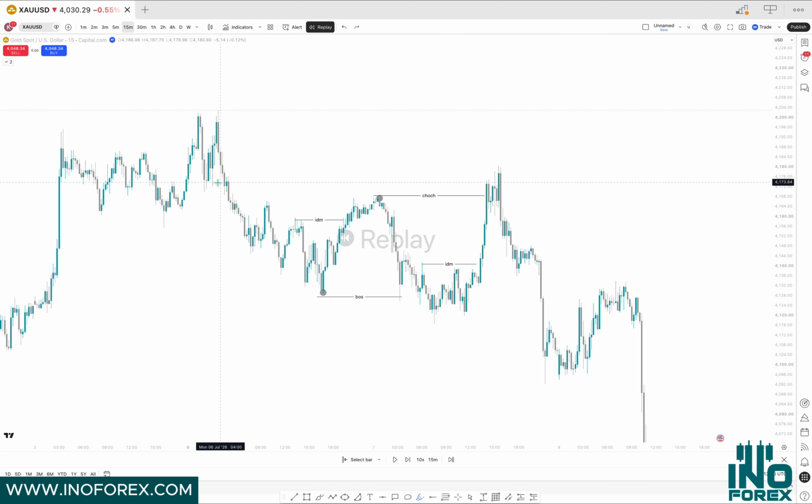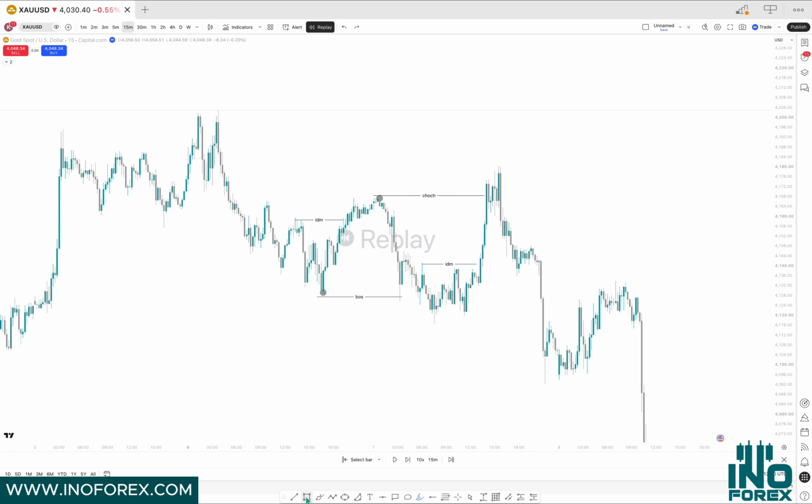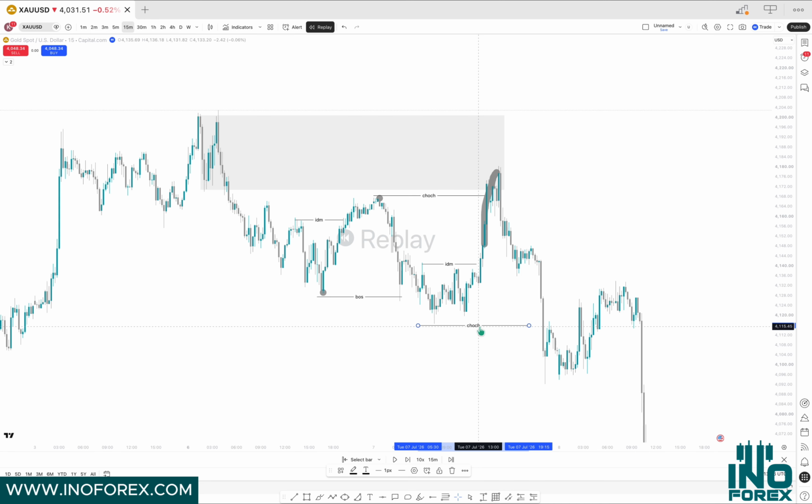After the CHoCH, the market mitigates this order flow. As you see, this is order flow. We have an unmitigated order flow. That's why the market mitigates this order flow, and then the market pushes to the downside again and breaks this low. So at this point, the market creates a change of character. The market continues to push to the downside.